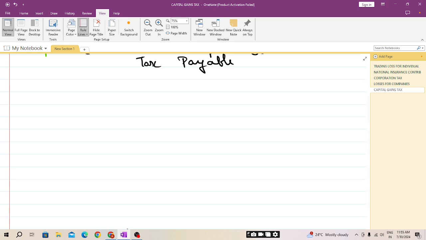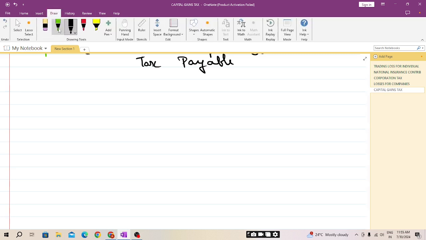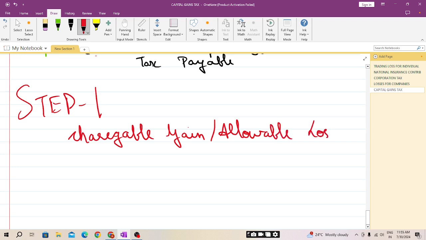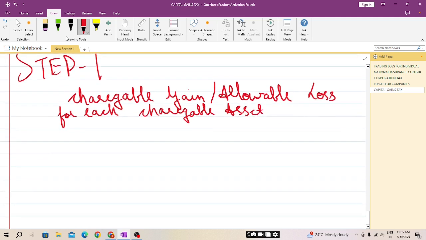So students, now coming to the detail, step number 1. Step 1 was the calculation of chargeable gain or allowable loss for each chargeable asset.